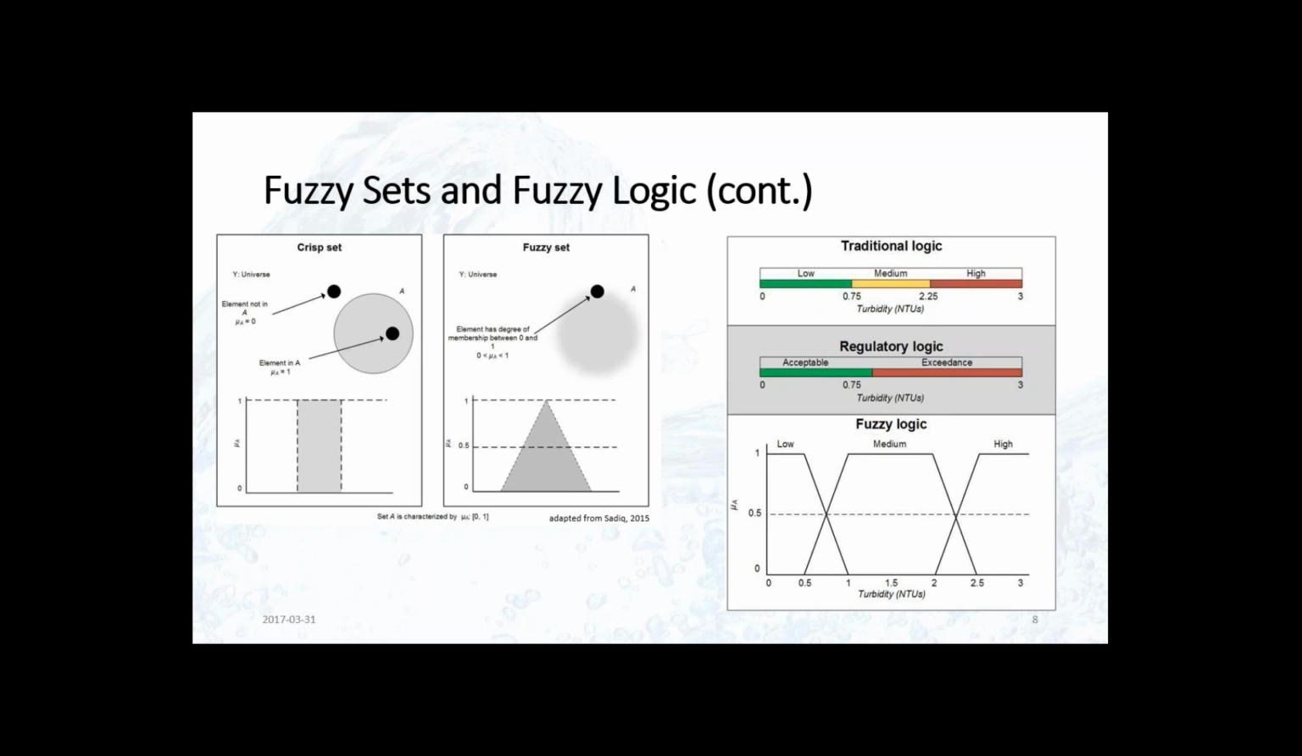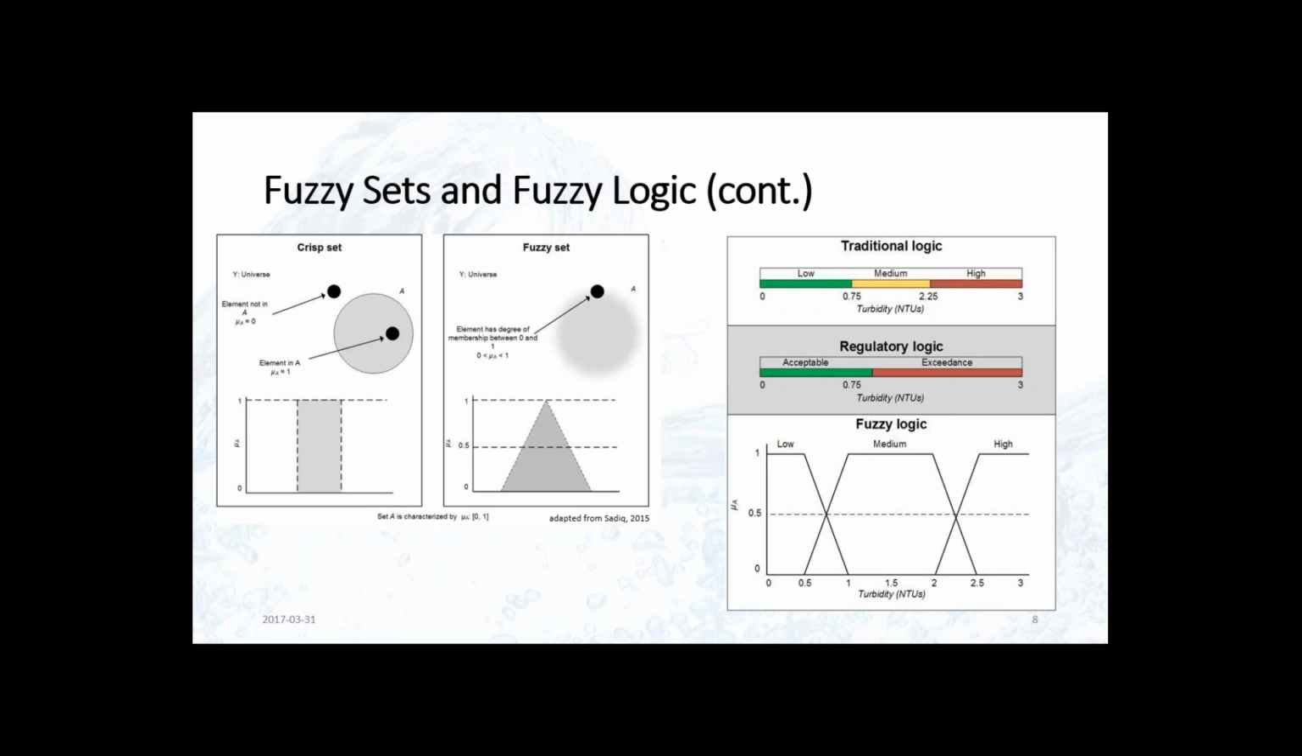On the right graphic, crisp and fuzzy logic is illustrated in terms of free residual chlorine concentration and linguistic risk values. So traditional logic dictates crisp thresholds between descriptors. For example, medium risk of turbidity can be classified as between 0.75 and 2.25 NTUs. And I also throw in the regulatory logic here, just showing that things are broken down into either acceptable or as an exceedance.